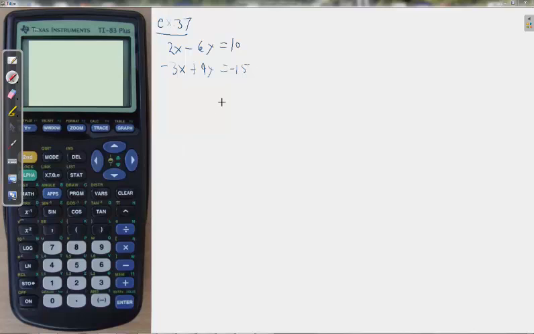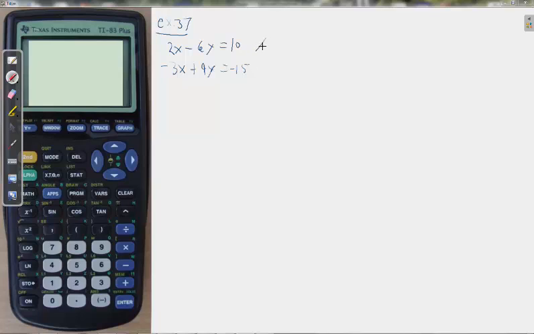I got 2x minus 6y equals 10, and negative 3x plus 9y equals negative 15. Well, here, you see, if I want to solve this system, I probably have to do something to both equations. For example, I could get both x and y to be 6 by multiplying the top one by 3, the bottom one by 2. But I think I'm actually going to do this instead.